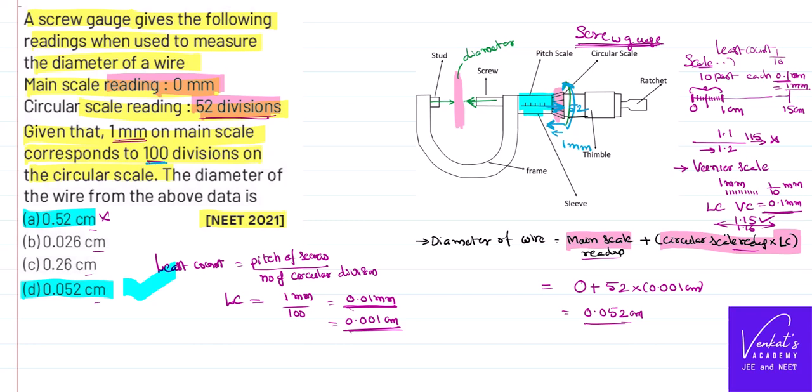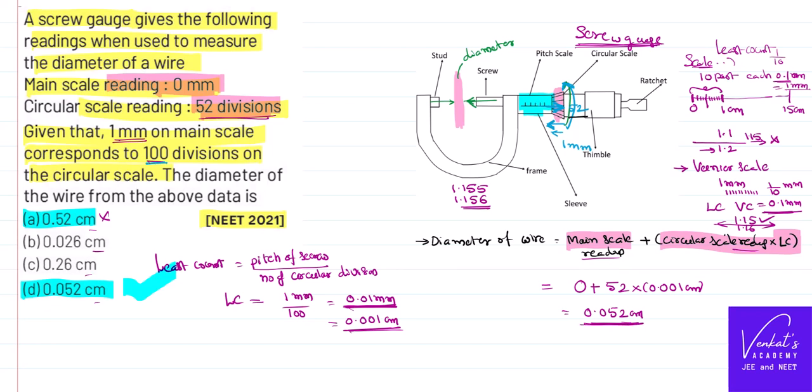Here you can measure with the screw gauge, like 1.155 you can measure, and next reading will be 1.156. So if you are able to measure that accurately, up to 0.01 millimeter, then that kind of device is called a screw gauge. That's how we need to understand the concept of this problem, right?